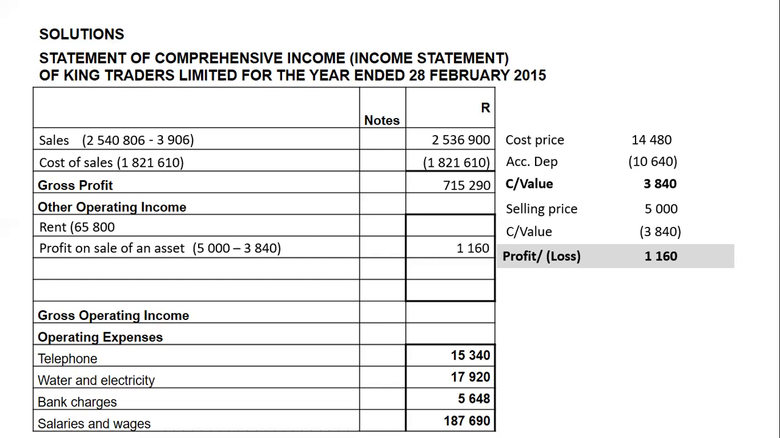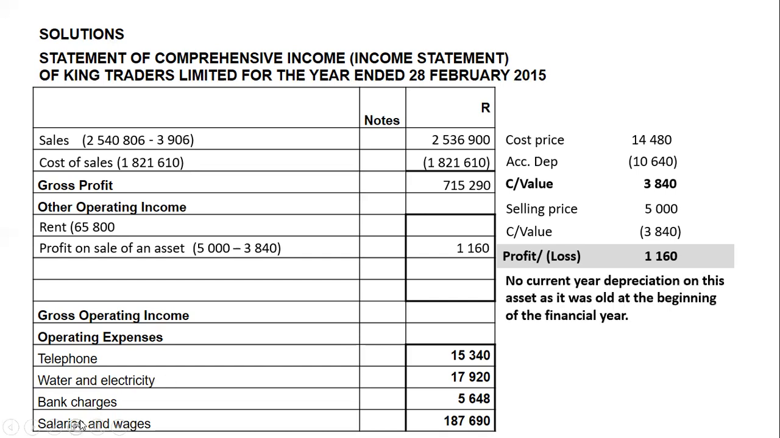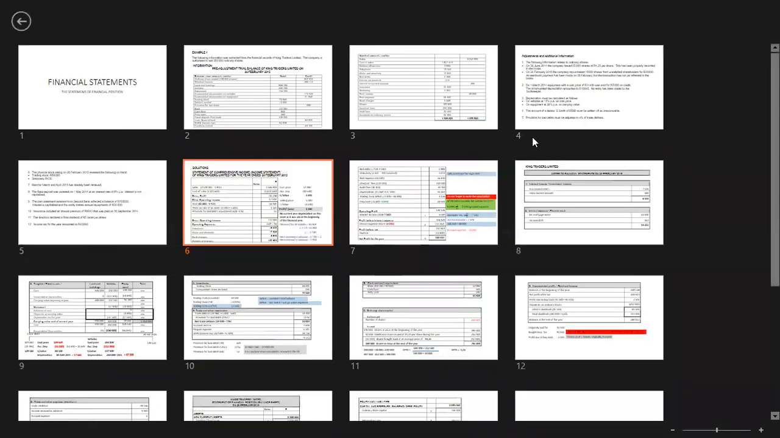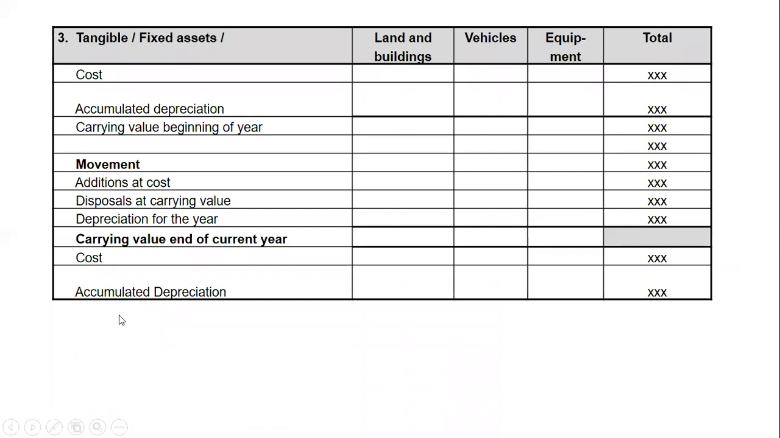It will be 1,160. But please note that this transaction also affects your equipment note, which is note number 3. I'm just going to go to note number 3, and I hope that it will not impact on current year depreciation. This is my note number 3. In my note number 3, under disposal asset carrying value, I'm simply going to record the carrying value of the asset sold, which was 3,840. You put it in brackets because it has been disposed. Note that you only record in note number 3 at carrying value.